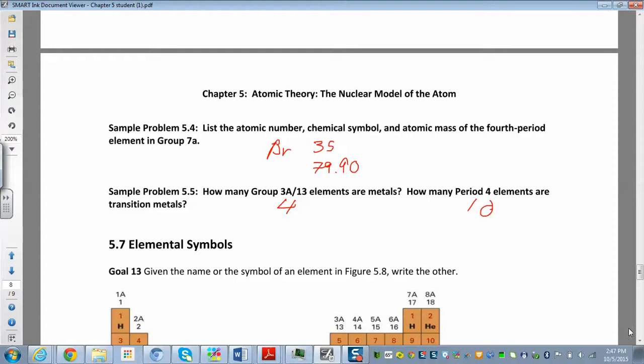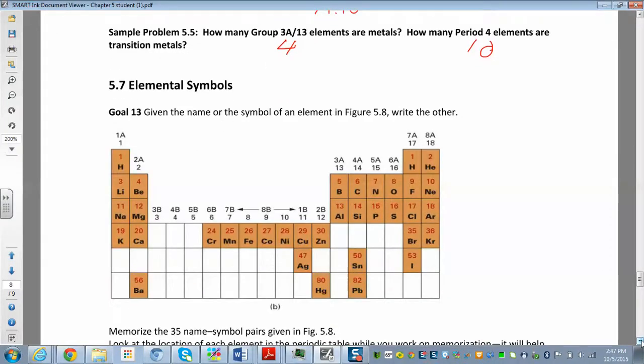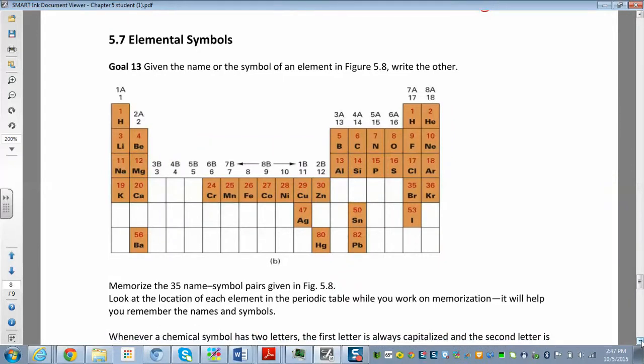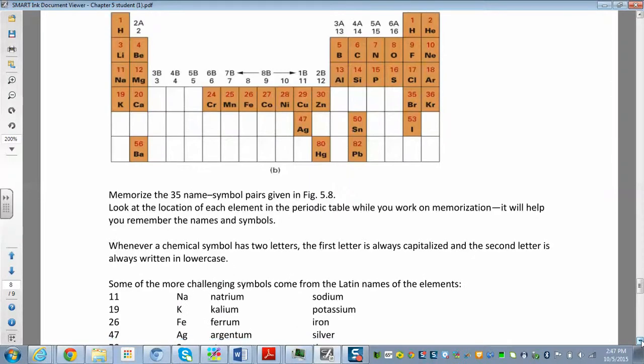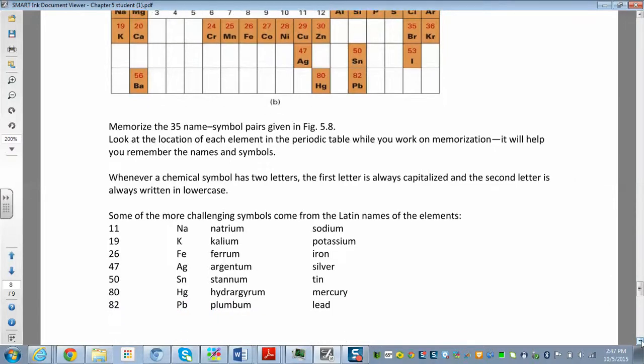All right, so other elemental symbols. Given the name or the symbol of the element in this figure, write the other. So we should know some of these. You don't really have to memorize them because they're going to be listed on the periodic table, so I don't make you memorize them. Some of them you'll use a lot, and so you'll just remember them. Some of them have come from their Latin names, so like sodium, sodium should be S, well sulfur's S. So sodium comes from its Latin name. So these are all ones that come from Latin names, in case you were curious where they got these names from.